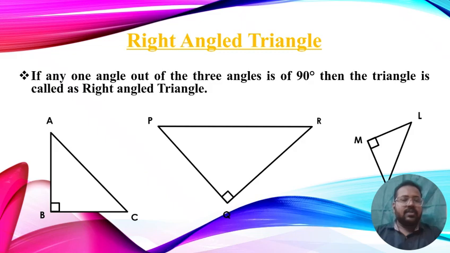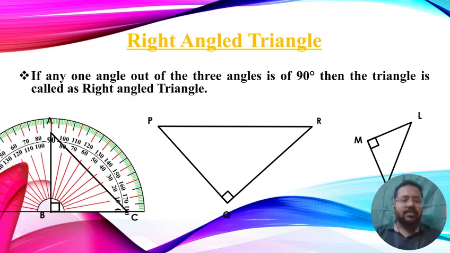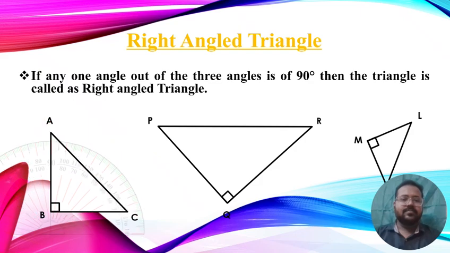But for verifying it with the help of a protractor, let me bring it. Here is the protractor. I am arranging the protractor. I have arranged the protractor already, and you can see the angle ABC measures exactly 90 degrees on the protractor. Hence, it is a right angle triangle, and the same scenario follows with the remaining two triangles. Let's move further.